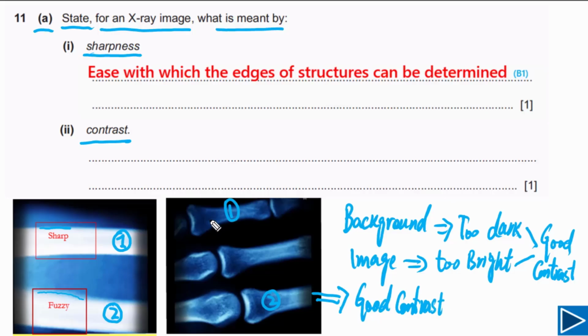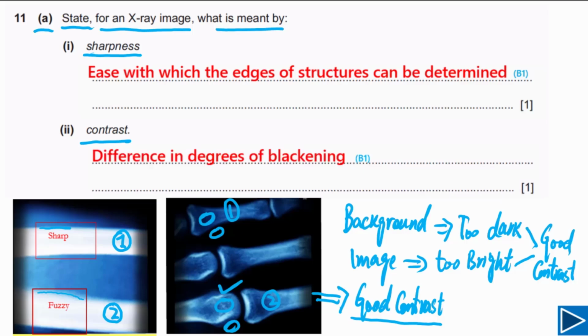Because if you look at 1, especially this part, you can see this is dark, this part is dark, and the background is also dark. So it means there is not very good contrast. But if you look at this image, even this part, for example, is not as dark as this one. It is brighter as compared with 1. And the background is the same, too dark. So this one has better contrast. The difference in degree of blackening in this case is higher, in the other case it is lower. So this one has good contrast.